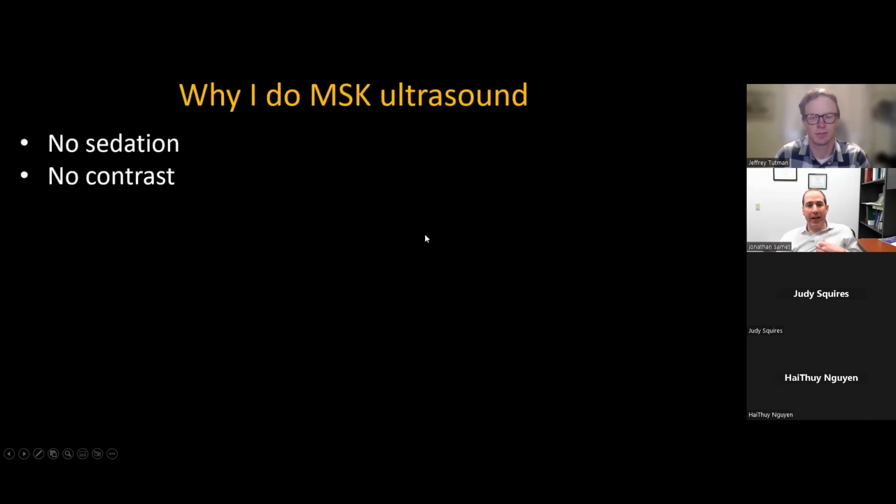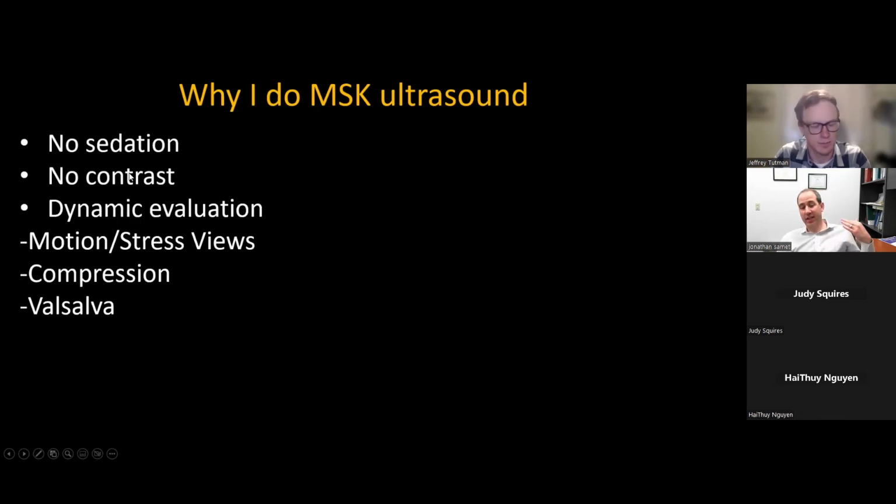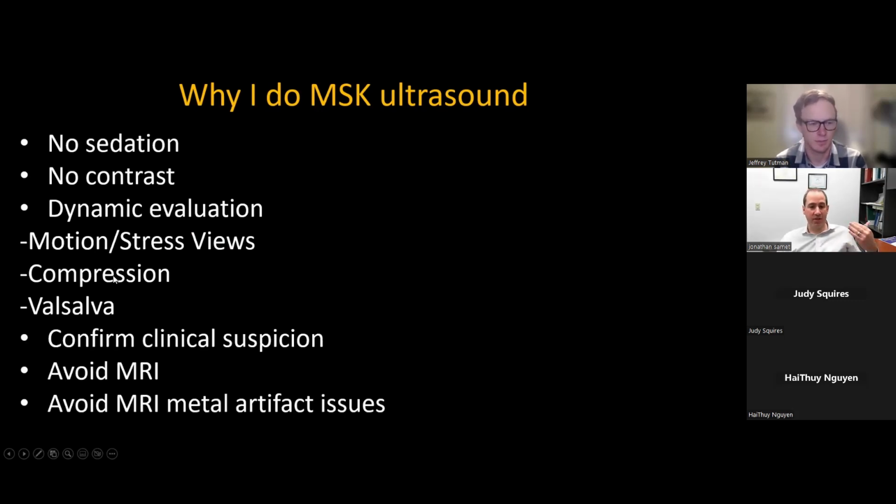So why do I do ultrasound? Why I think it's good to learn ultrasound? There's no sedation, no contrast. You can do a dynamic evaluation. You can do motion. You can do stress views. You can do compression, Valsalva compared to the other side. You can confirm clinical suspicion for your providers, and avoid MRI. And it can be helpful if there's MRI artifact issues and diagnose benign masses.